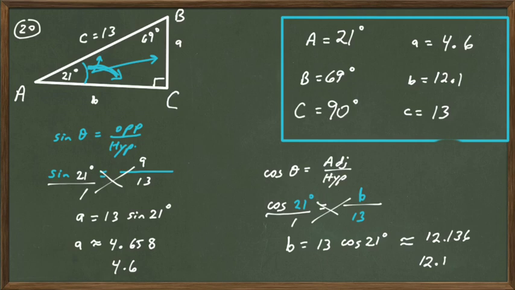12.1. Now, with the biggest angle, is the biggest side opposite it? Looks to be true. Smallest angle, is the smallest side opposite the smallest angle? Yes. I always do that as a check so I know I have it solved correctly.